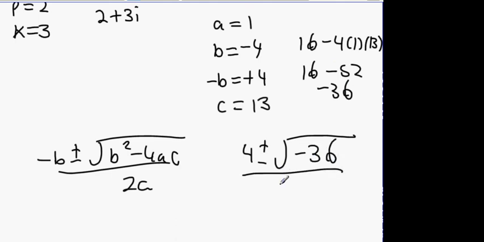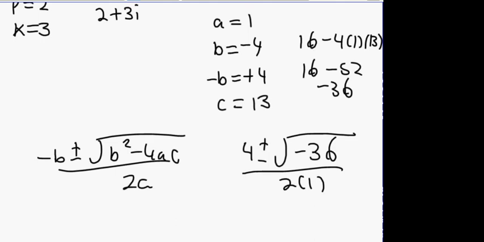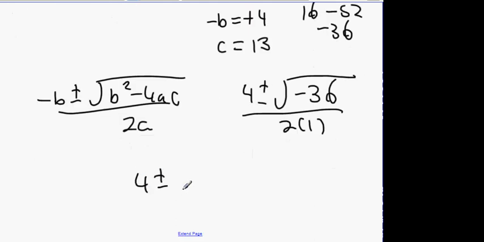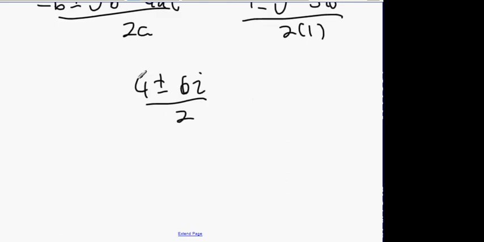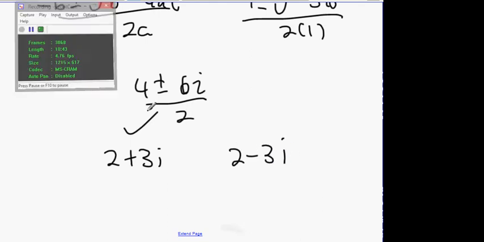What's the square root of minus 36? 6i. 4 plus or minus 6i all over 2. So what's the answer? 2 plus 3i. Verify it, and the other answer is 2 minus 3i. Okay guys.